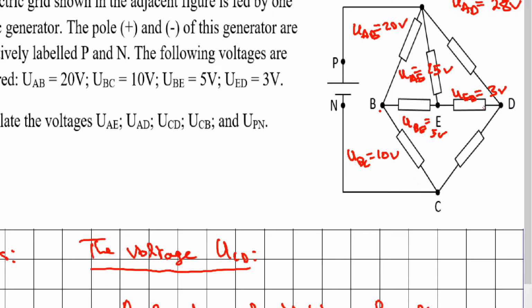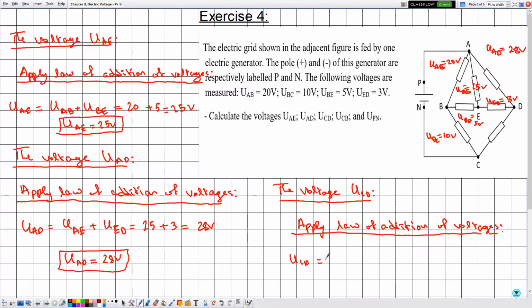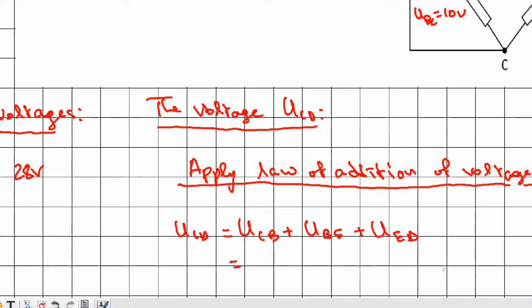So from C we can go directly to the point B because we know the voltage UBC. From B to the point E because we know the voltage UBE, and from E to the point D because we know the voltage UED. So let me say from C to B plus from B to E and E back to D. Notice that this is a valid equation because we have started with C and ended with D on both sides, and each letter we have inserted twice.